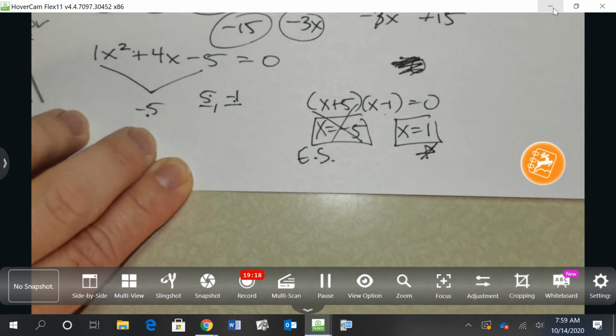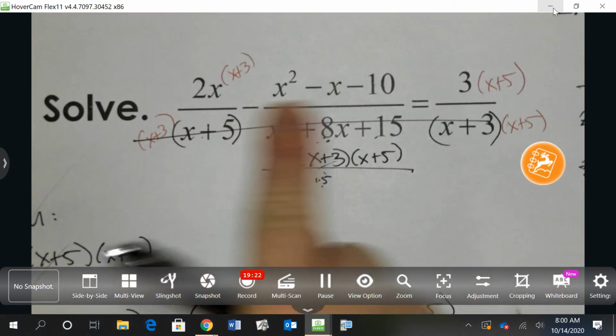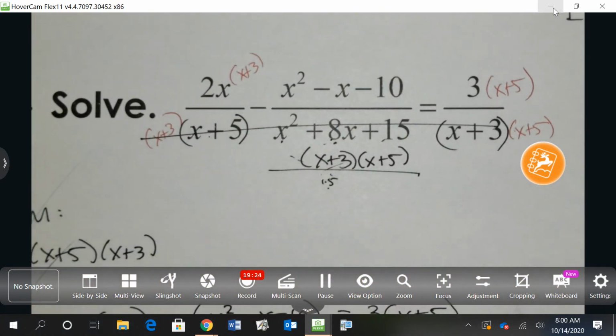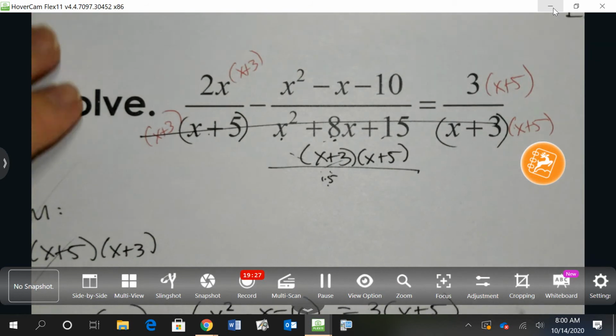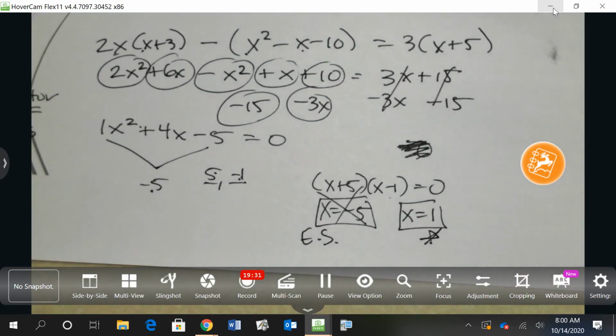So what would we say is the answer? The answer to this rational equation is only x equals 1. I'll give you a little more time to write it down before we go on to example number 4.